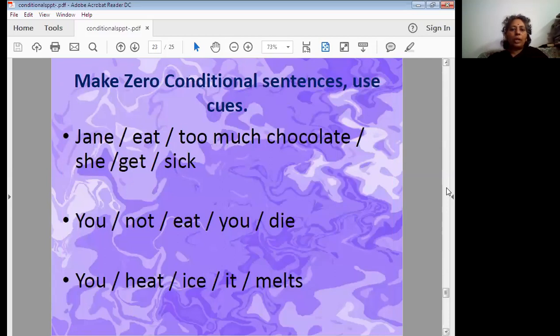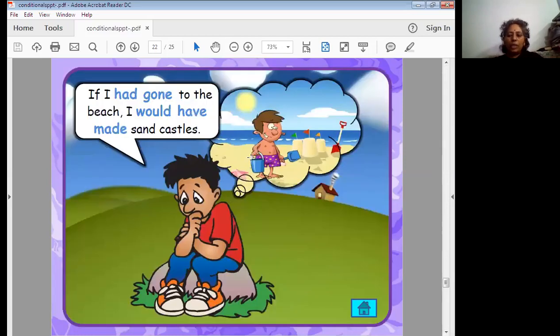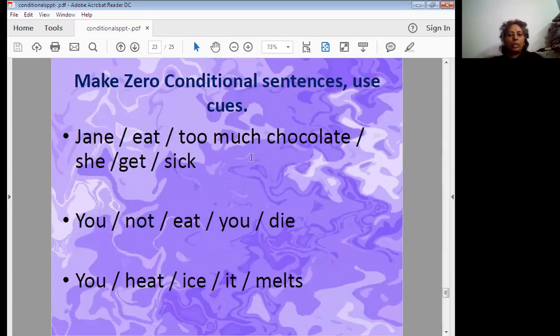So here, make zero conditional sentences, use the clues. Now here I'm going to give a test. Kindly prepare zero conditionals. John eat too much chocolate. Jane eat too much chocolate, she gets sick. Can you make a sentence? Next one: you not eat, you die. Next: you eat ice, it melt.